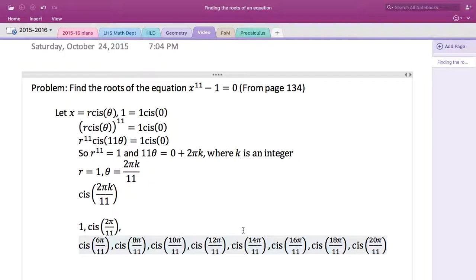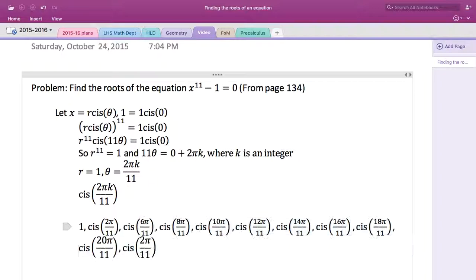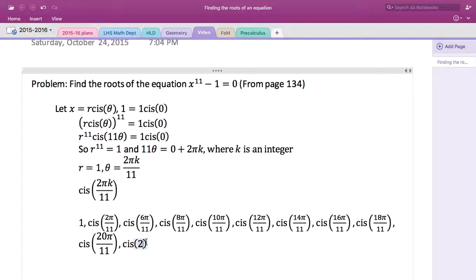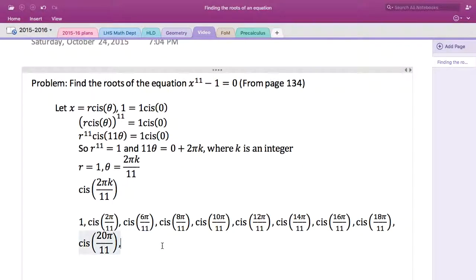If you do 2 pi times 11, that's going to be 22 pi over 11, which is going to be 2 pi, which is the same as 0, which is going to be the same as this 1. So it's going to continue going around the circle. So we'll stop here.